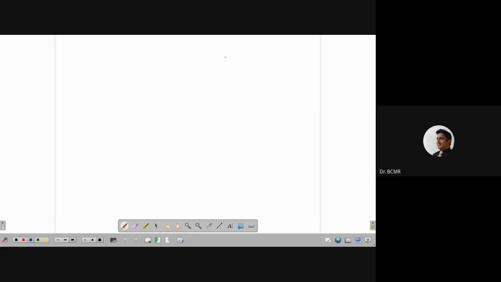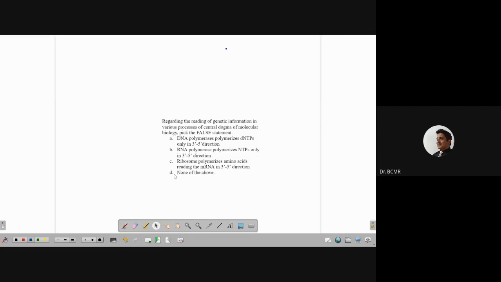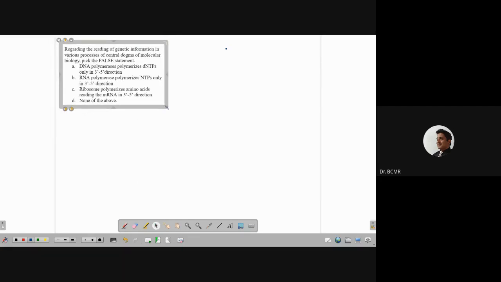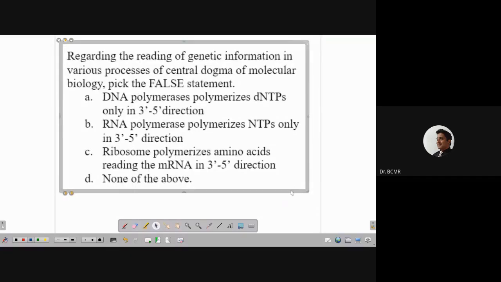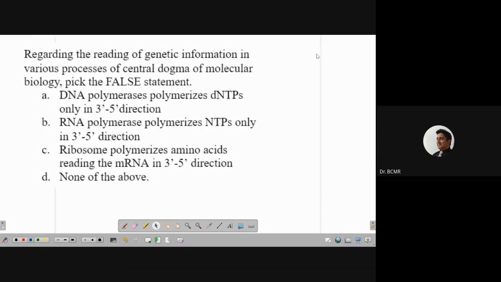So here is another question I want you to answer. Try to recollect whatever you learned before in other courses too. Regarding the reading of genetic information, various processes of central dogma of molecular biology, pick the false statement. DNA polymerizes dNTPs only in 3' to 5' direction. RNA polymerizes NTPs only in 3' to 5' direction. Ribosomes polymerize amino acids reading the mRNA in 3' to 5' direction. None of the above.